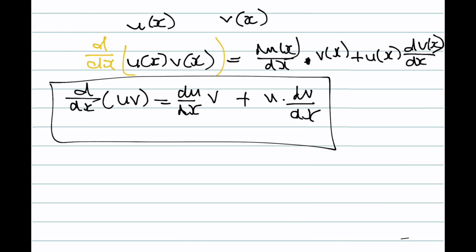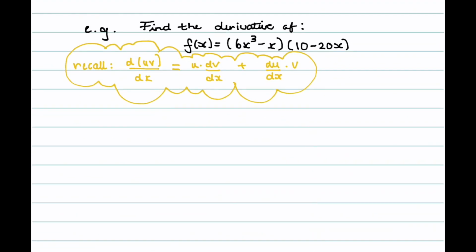So let's look at an example. Say we want to find the derivative of a function f(x) equal to 6x cubed minus x, multiplied by 10 minus 20x. And I've put the product rule here just so that we can refer to it.